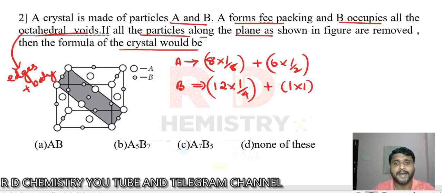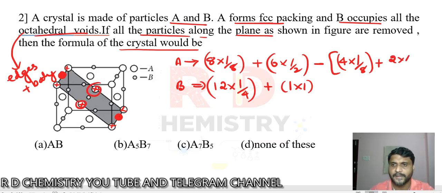But the particles along the plane are removed. See this plane, corner to corner. 4 corner particles are going. Then 2 face particles are going. And this edge has one octahedral void and another octahedral void. So we have to deduct now. Corner particles, 4 are going, 4 into contribution each corner particle is 1 by 8, plus face particles, 2 in number, are going from here. So it is 2 into 1 by 2. So you have to count this one.